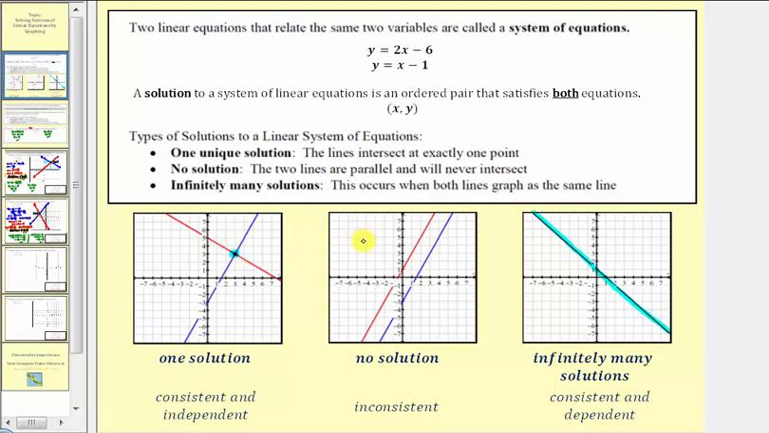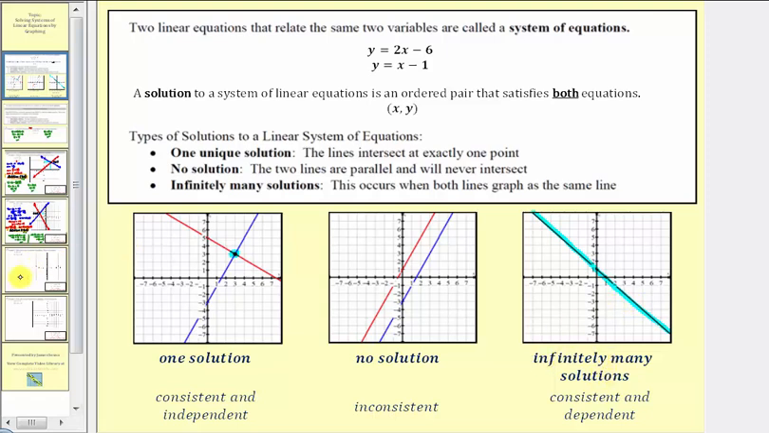If we graph both lines and the two lines are parallel, as we see here, because there are no points of intersection, there is no solution to the system. And then finally, if we graph both lines and we get the same line twice so the lines coincide, because there are an infinite number of points in common, there are infinitely many solutions.